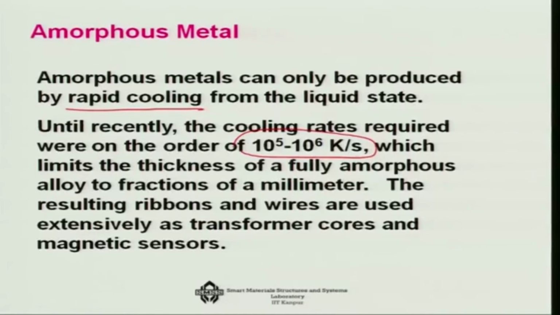So, naturally, you can make it only to something like a fraction of a millimeter thickness. That means you can make some ribbons and wires, etc., which you can use for transformer cores or as magnetic sensors. Why should we be going for amorphous shape? It is because with the amorphous shape we are supposed to get more machinability, ductility, etc., while sacrificing some of the properties, maybe like thermal resistance or conductivity.